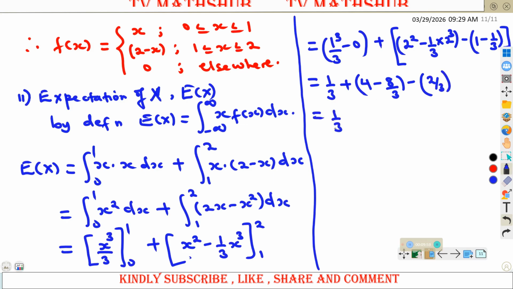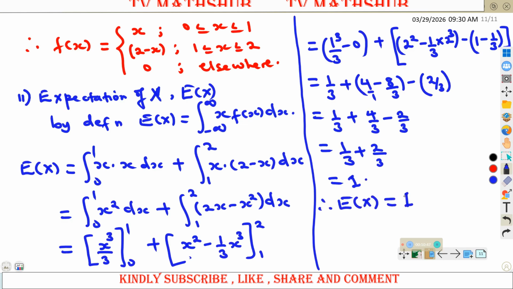So this will be the same as a third plus 12 minus 8, that is 4 by 3, minus 2 by 3. So this is a third plus 4 by 3 minus 2 by 3, which is 2 by 3. So from there, we get a third plus 2 by 3, and this is equal to 1. So the expectation of x is equal to 1.